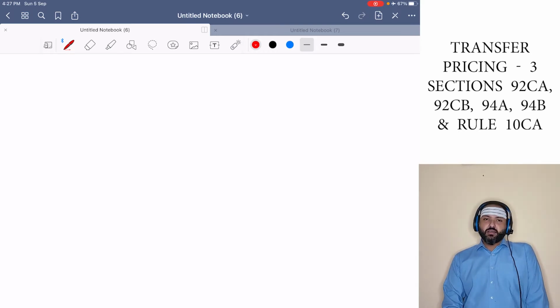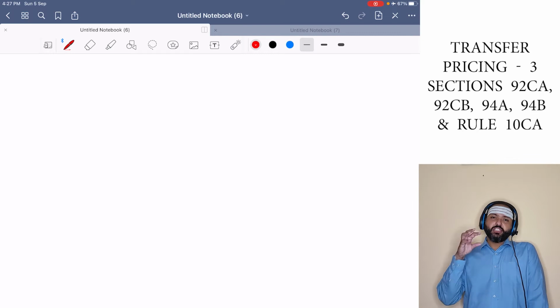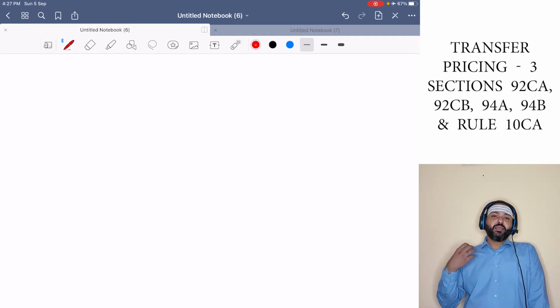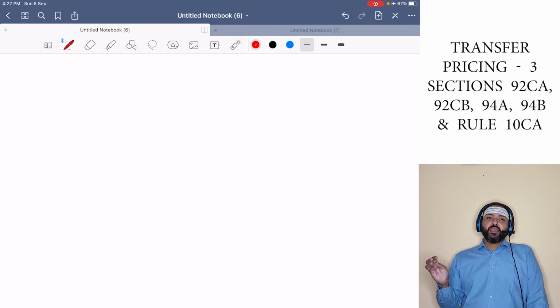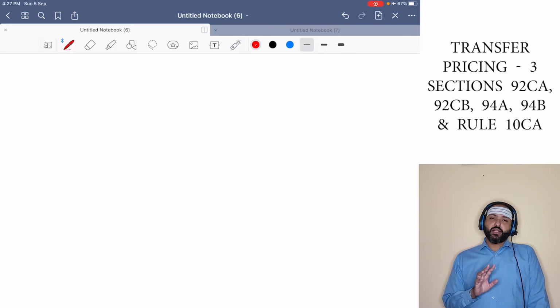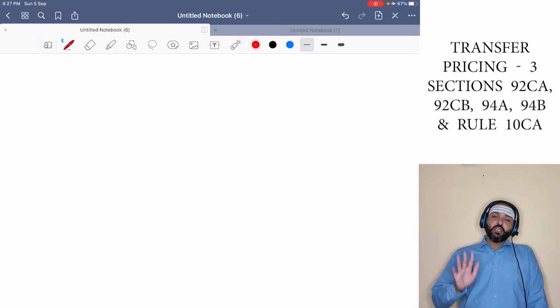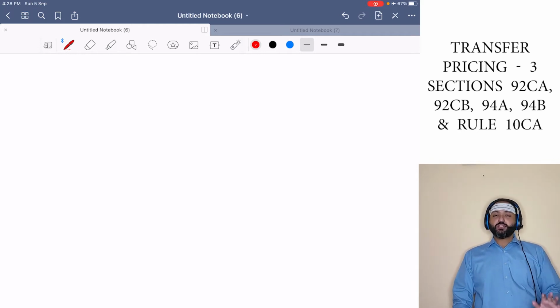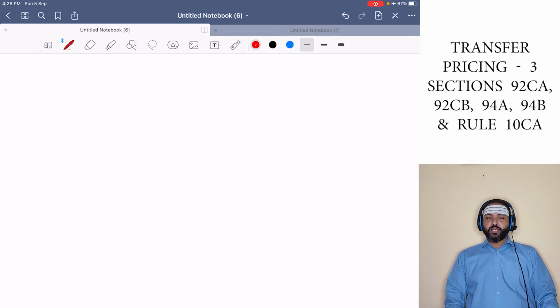Okay, so what was this comparable uncontrolled price method? This method would apply whenever there is a comparable uncontrolled transaction which can be compared with your related party transaction, and then you would go ahead and make any functional differences between these 2 transactions to arrive at the arm's length price. So you always start with the uncontrolled price and then arrive at the arm's length price. So this was comparable uncontrolled price method.